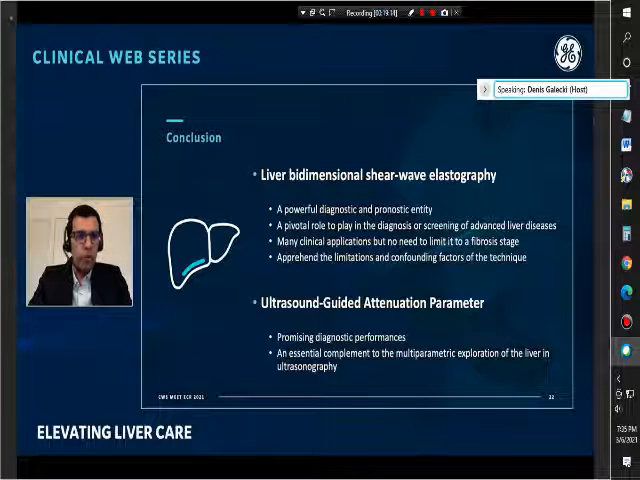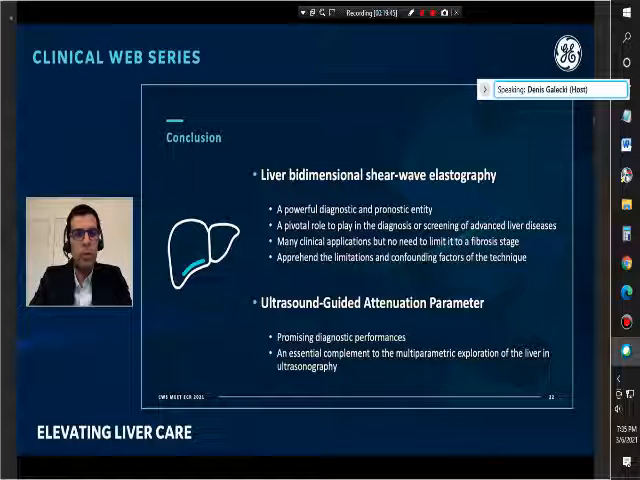In conclusion, regarding liver bidimensional shear-wave elastography, this is a very powerful diagnostic and prognostic entity. It has a pivotal role to play in the diagnosis and screening of advanced liver diseases. Many clinical applications, but no need to limit it to a fibrosis stage. And we should apprehend the limitations and confounding factors of the technique.